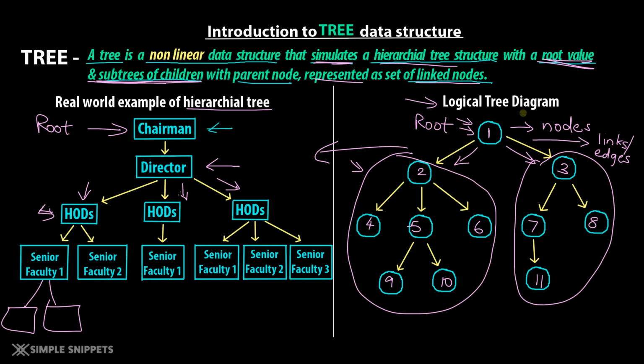Now remember, in a linked list also we had nodes, but they were linked in a sequential way. Over here in a tree we have nodes, but the linking is done in a way that represents a hierarchical tree.